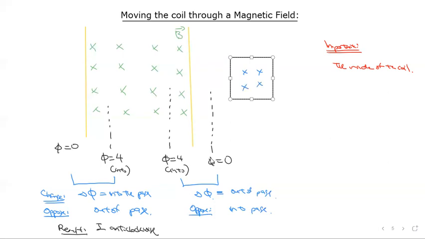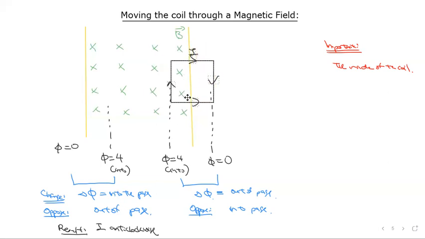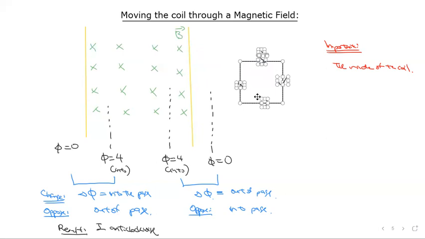Into the page, get your thumb ready, thumb into the page, your fingers will wrap around in the clockwise direction, meaning that that's what would need to happen. So you'll end up with it having a clockwise direction as it goes outside the page, out of the magnetic field.